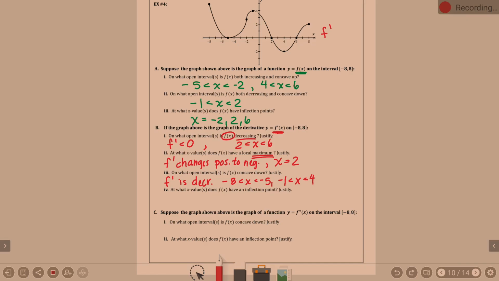So, at what x value does f have an inflection point? Well, that's going to be when my graph changes from increasing to decreasing. So, when f prime changes from increasing to decreasing, or vice versa.